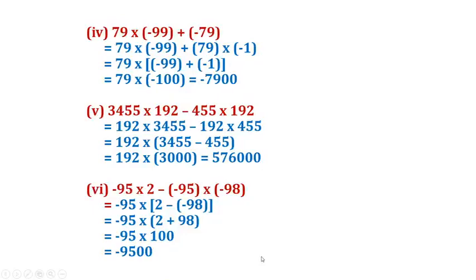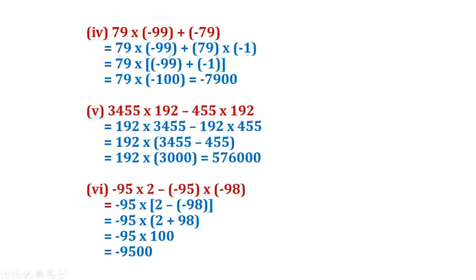So next, going to the fourth problem, which is 79 into minus 99 plus 79 into minus 1, that is, plus of minus 79. How can we write this? Observe here, this is 79 into minus 99. This 79 I am writing as 79 into minus 1.